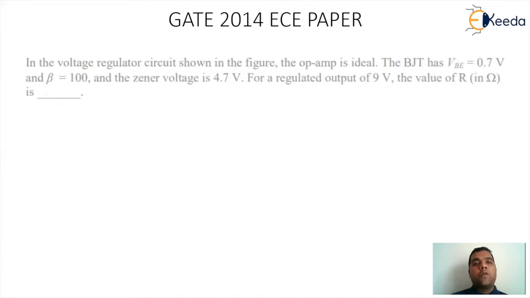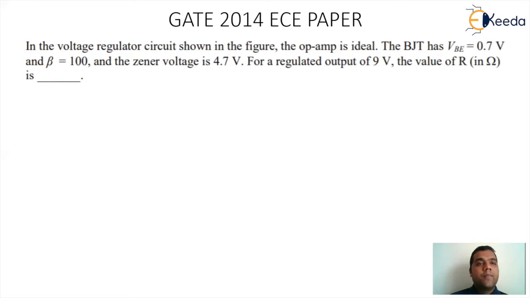Let's go for the next question. The next question is from the GATE 2014 EC paper. Let's have a look at the question. In the voltage regulator circuitry shown in the figure, the op-amp is ideal. The BJT has VBE equal to 0.7 volt and beta equal to 100. The Zener voltage is 4.7 volt. For a regulated output of 9 volt, the value of R in ohm is.